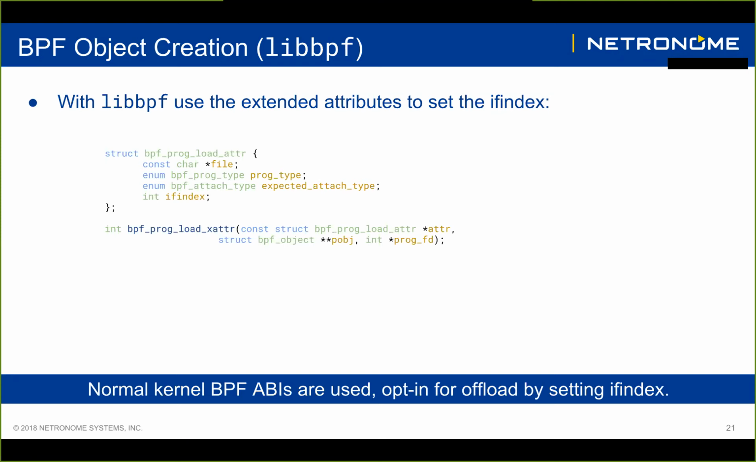When you are using libbpf to load your programs, there is an ifindex field in the extended attributes for the BPF program load function. So you can just set the ifindex there, or look at the samples in the kernel to see how it's done, and then all the objects in that BPF file that is loaded will be created for offload automatically.